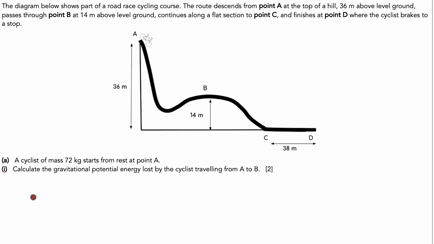So there's a few different ways that we can do this. We can first calculate the gravitational potential energy at A, and then do the gravitational potential energy at B, and then find the difference. So let me start with that. We've got the equation potential energy is going to equal mgh.